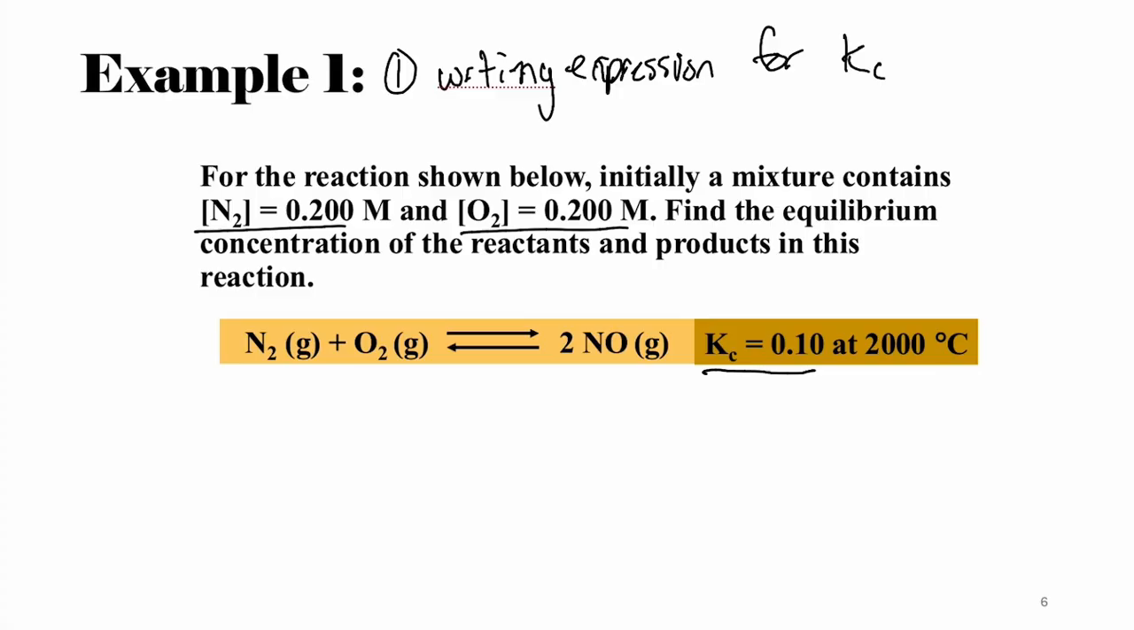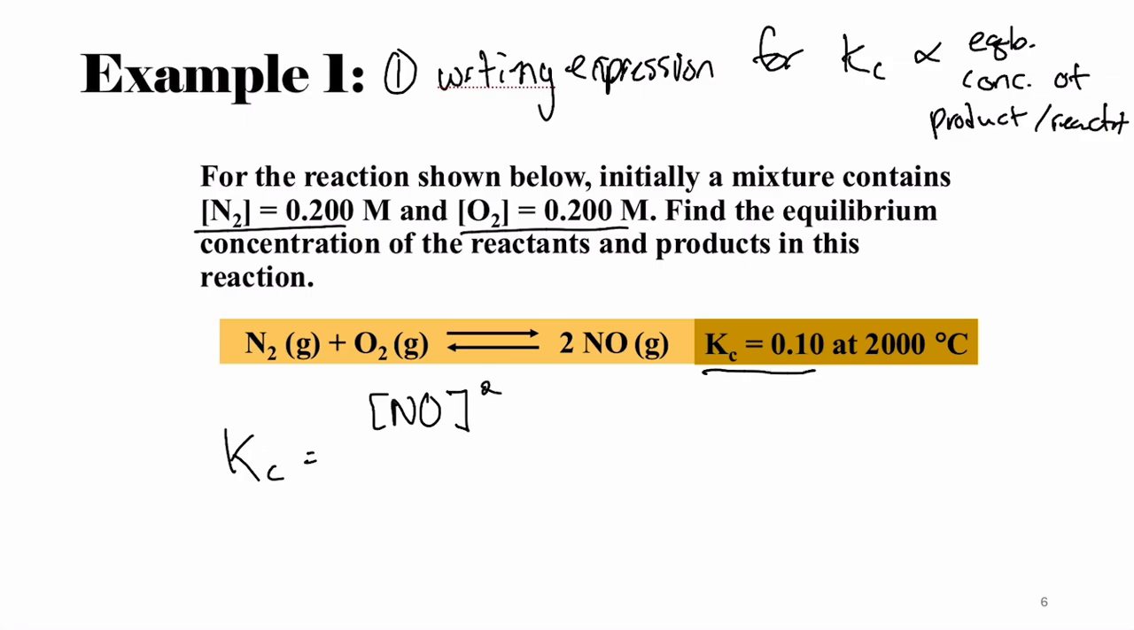If we see subscript C, that tells us we should be looking at the concentrations of the different reactants and products here, right? So this is going to be related or proportional to the equilibrium concentrations of products over reactants. And so what is Kc equal to here? Yep, concentration of NO to the power of 2 divided by concentration of N2 and O2, right?